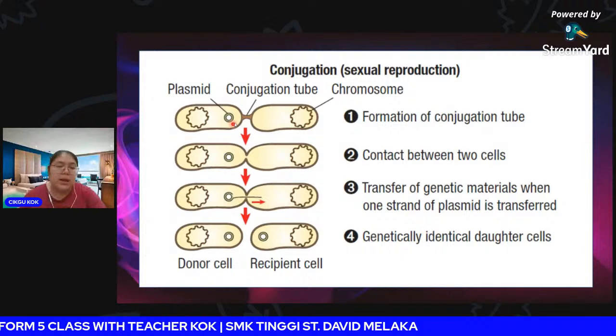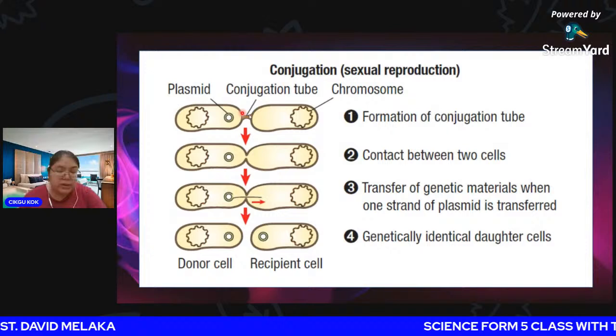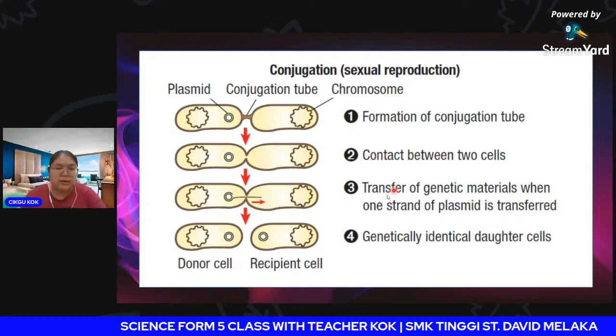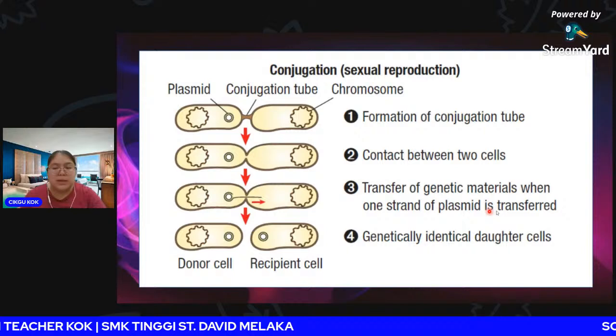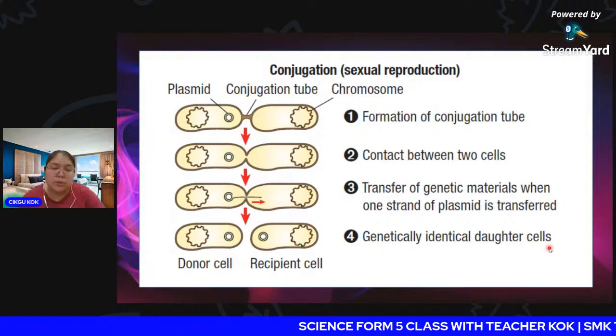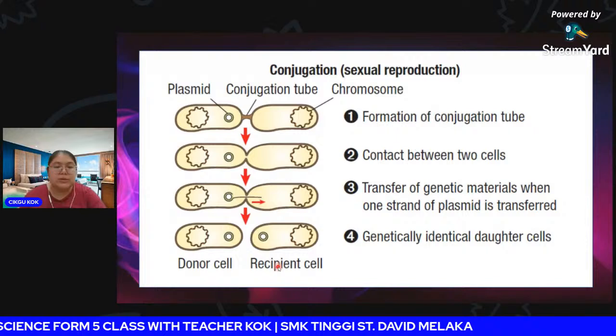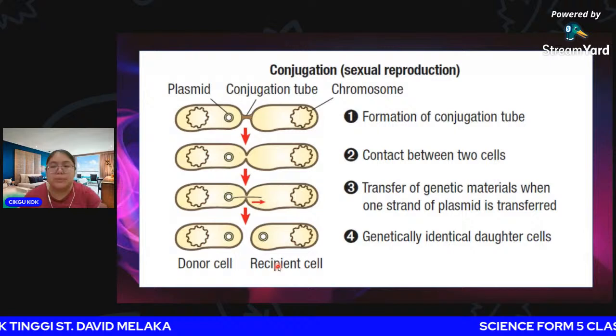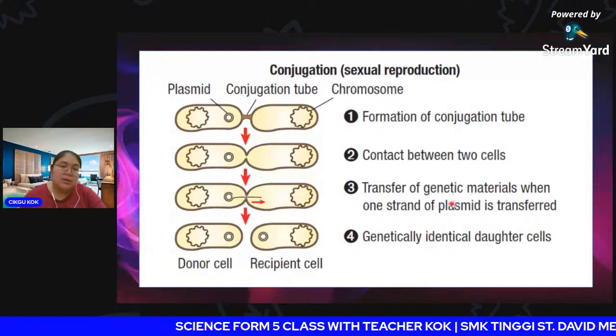So the first one needs to transfer the genetic material to create the new generation. From here, they contact each other and transfer the genetic material. They start to transfer the genetic material from the plasmid. One strand of the plasmid is transferred. Finally, the genetically new daughter cell is produced. So this is another genetic type of the daughter cell. This one is the donor, and this one is the receiver. So they're using conjugation. Remember, conjugation must have the transfer of genetic material. So this is sexual reproduction.